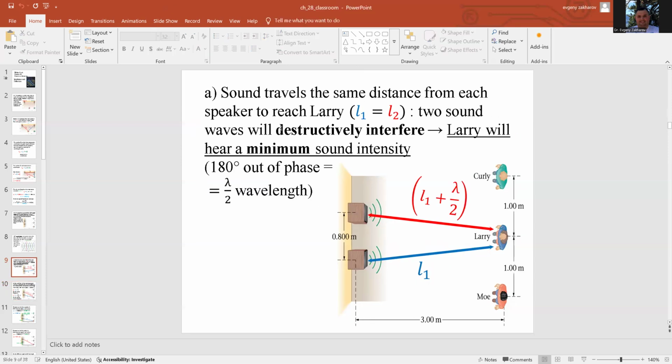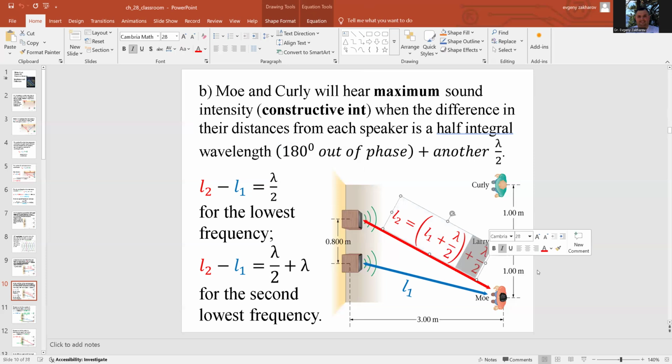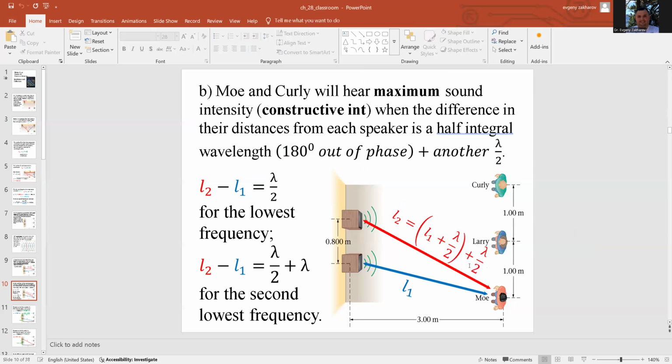So if Larry had the destructive interference and now we want the maximum for Mo and Curly, we need to add another half of the wavelength so that you do get the maximum. Without this lambda over 2, outside of parentheses, you will still get the minimum. So plus lambda over 2, and we get the maximum for Mo.